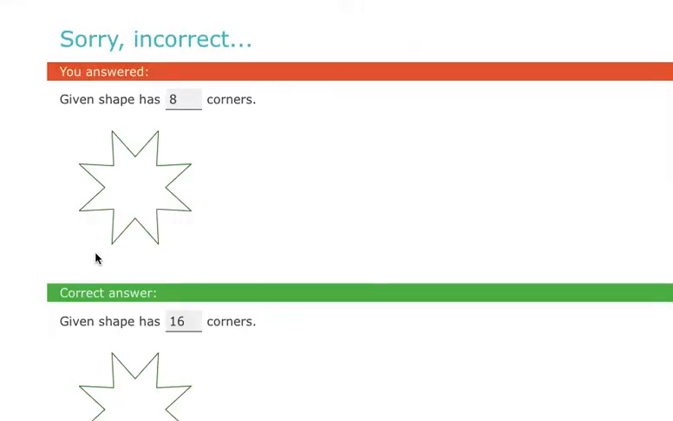Wait, these are also corners. So that means 1, 2, 3, 4, 5, 6, 7, 8 more. 8 plus 8 becomes 16. Better keep track of this. So the outside-pointing things are also corners, and the inside-pointing things too. Anywhere a line takes a turn is a corner.